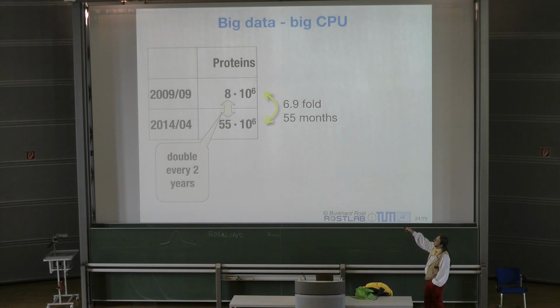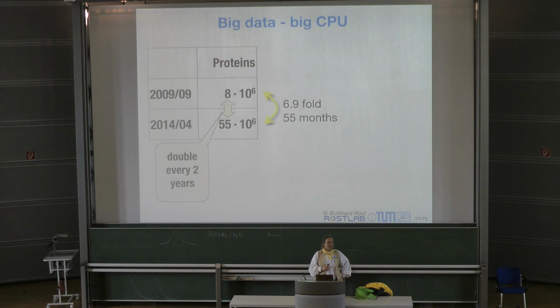When I came to Germany, we had in the database about 8 million proteins. Today we're talking about 60 million, actually more than that. Now, in 55 months, this was almost a 7-fold increase. This is double every 2 years. This is like computers, right? Computers are not really doubling their speed in 18 months anymore, and even 2 years is becoming challenging.